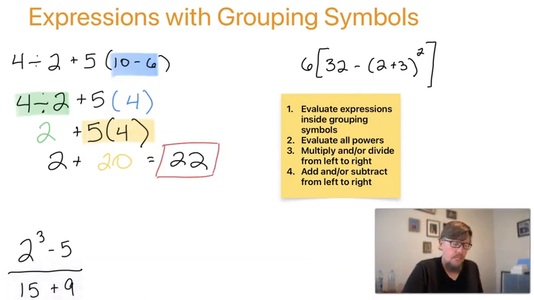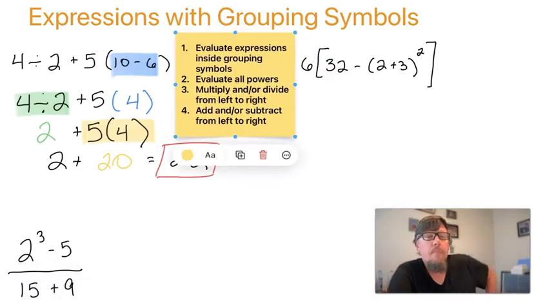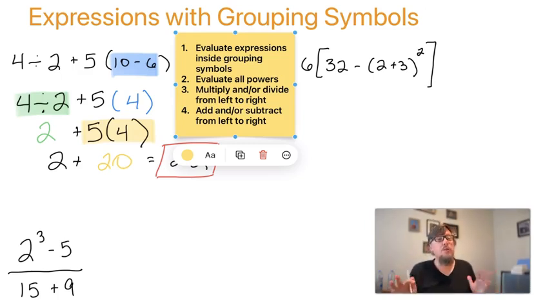Okay, let's take a look at this second one. 6 multiplied by the quantity 32 minus the quantity 2 plus 3 squared. So we've got two sets of grouping symbols in here. We've got some parentheses in the middle with that 2 plus 3, and then we've also got brackets that have everything except for the 6 in there.